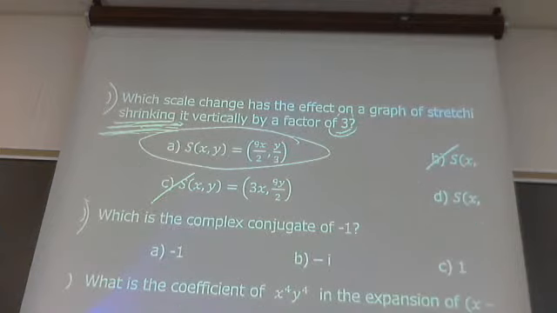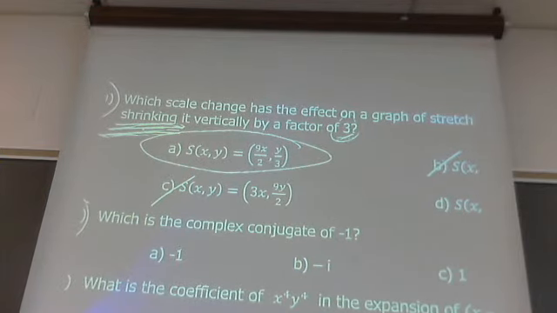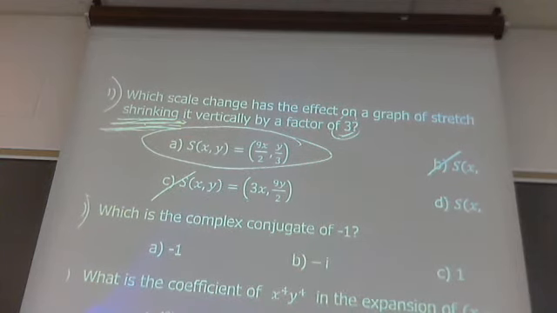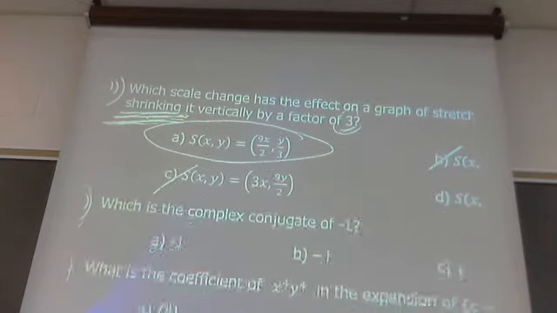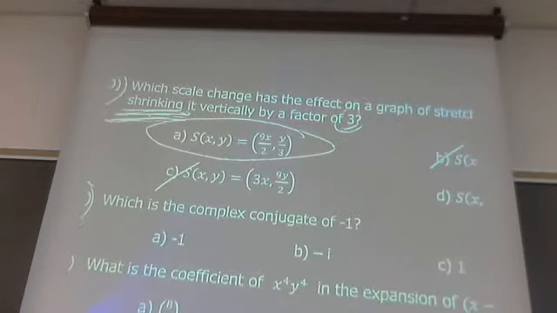I know some teachers say shrinking indicates division. And I'm like, okay, well, with all of the geometric series stuff and geometric sequences and exponential growth and decay, we've always talked about greater than 1 and less than 1. Why are we changing now?